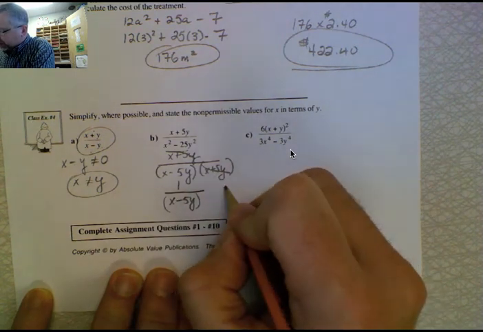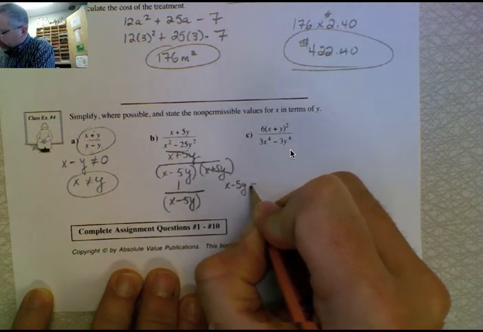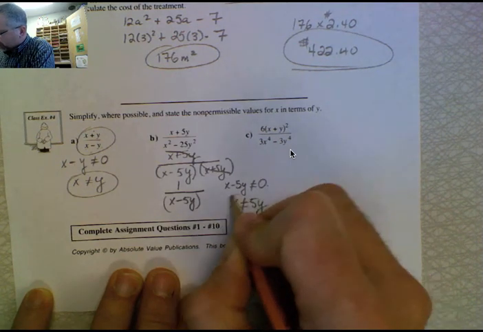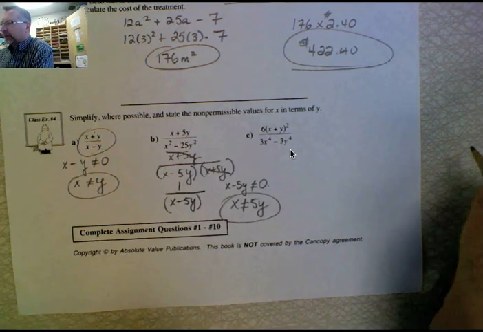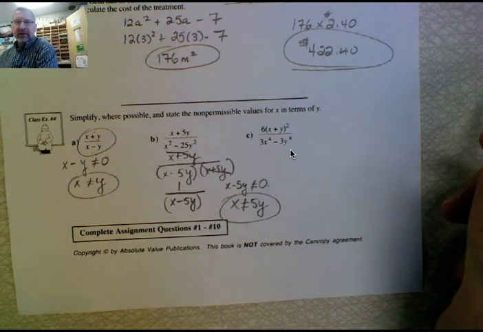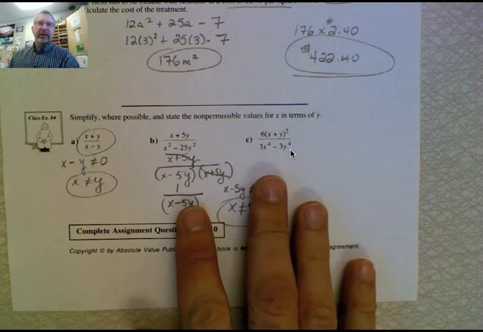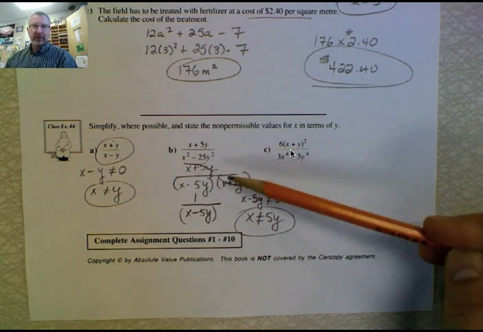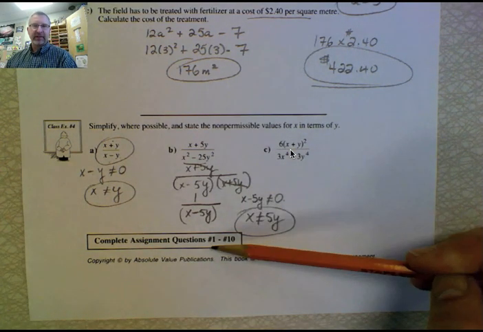If you equate this to 0, x minus 5y cannot equal 0, and if you move 5y to the other side, your restriction is that x can never be equal to 5y. So there we go. Some more complicated types of rational expressions, but we're still factoring, determining restrictions, and then simplifying.